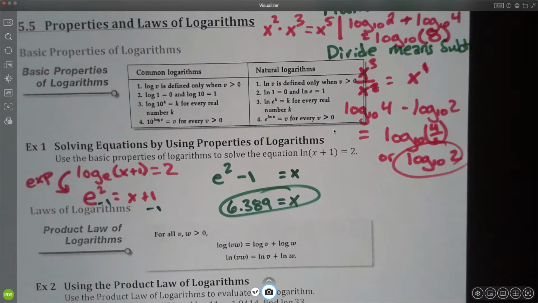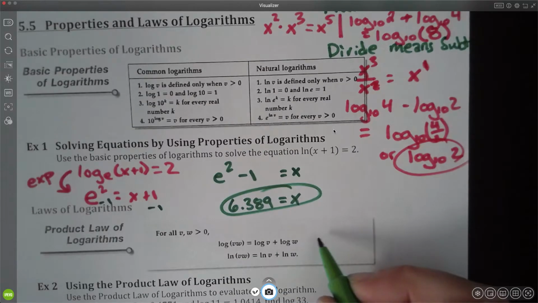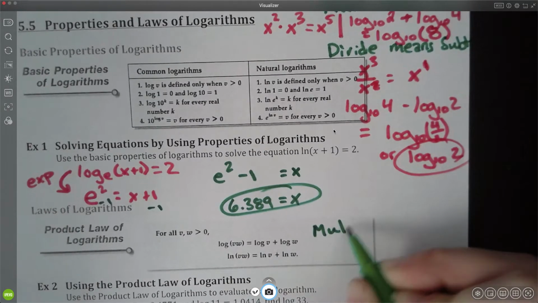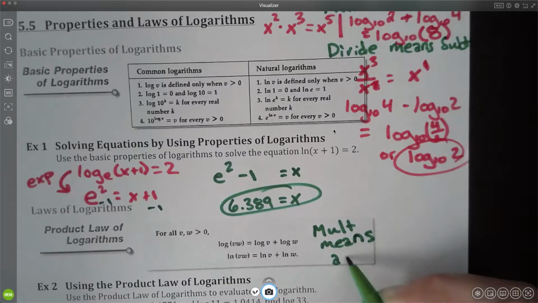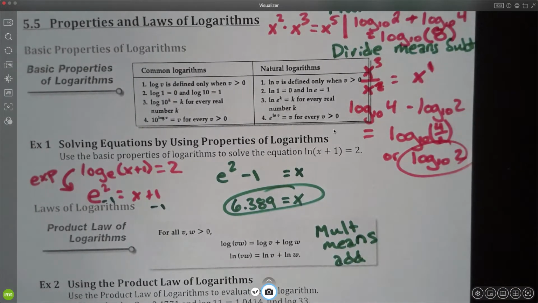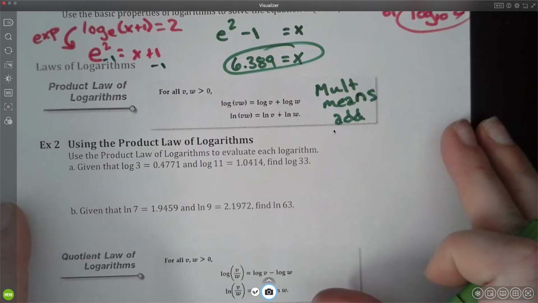Good? Okay? So this guy right here is the rule. Multiply means add. This is the multiply means add rule, which I've already illustrated up above there. So that's the product law of logarithms. Okay, so example 2, we're going to use that and we're going to figure out what this looks like.